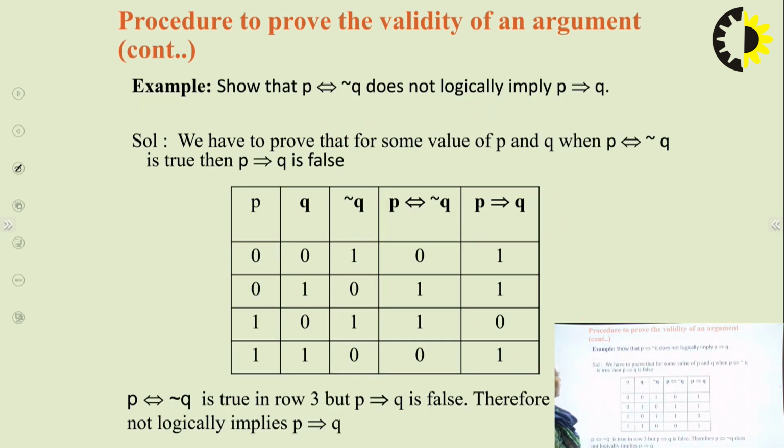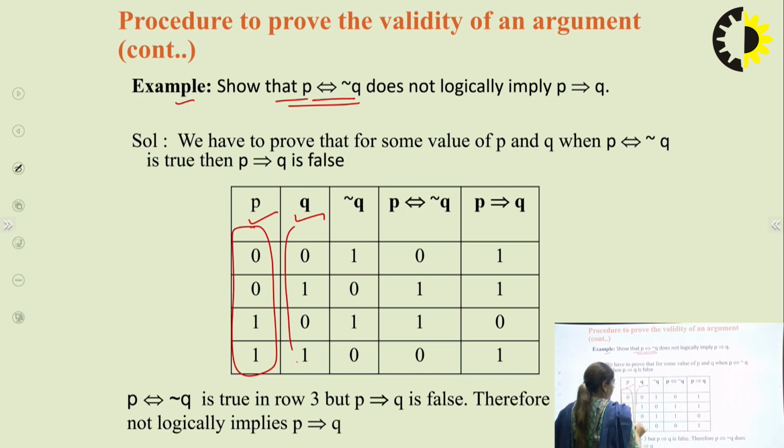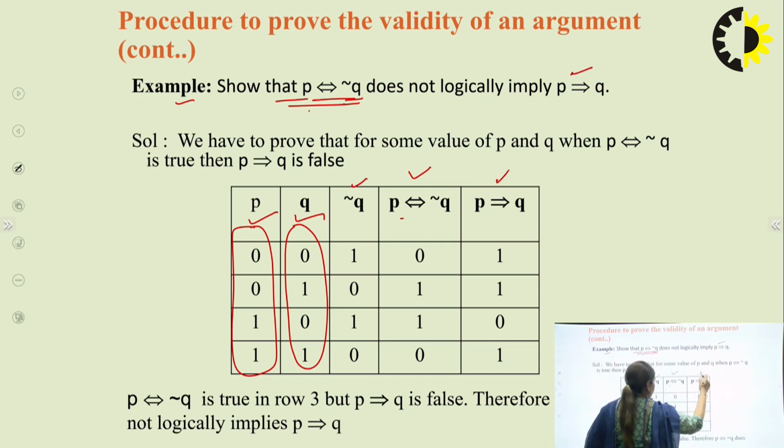Now, let's take this example. Show that P double implies minus Q does not logically imply P implies Q. Now we have to prove that this is not a valid argument. How will we prove that? Again, we can see that there are two literals, P and Q. We will take the inputs for P and Q. We also require minus Q, so we will calculate minus Q here. Then we require P double implies minus Q. We will calculate that here, and then we require this.